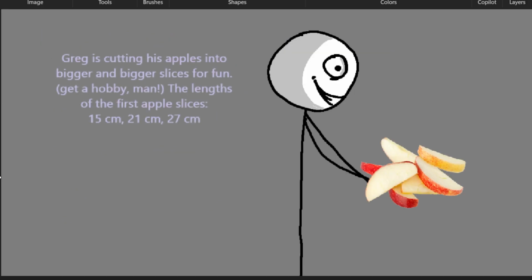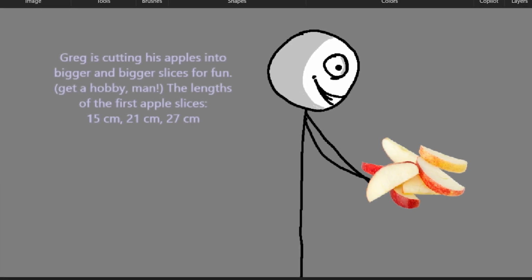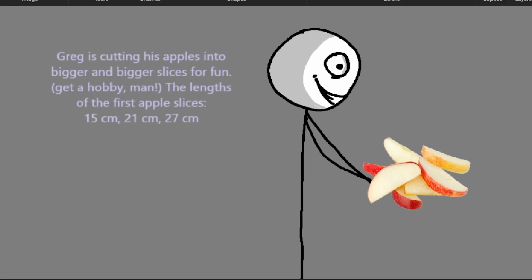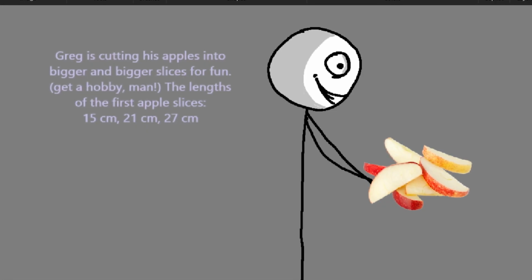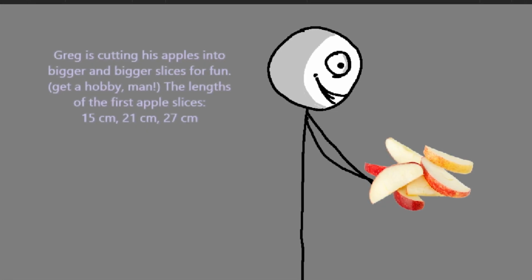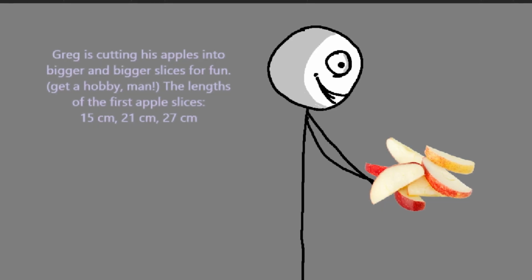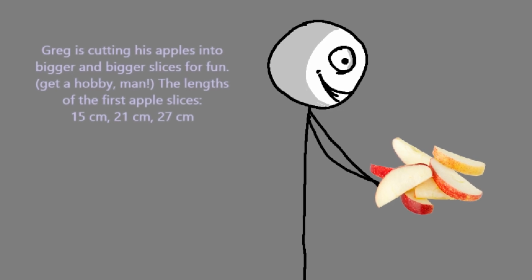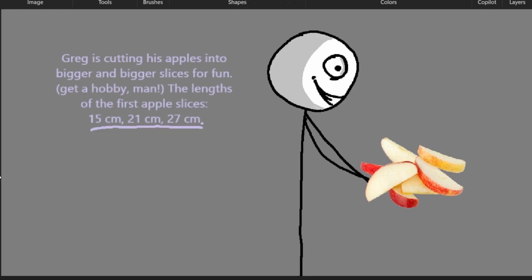Meet Greg. He's not insane. Look at his smile. And what he likes to do at any time of the day, whether it's 2 p.m. or 4 a.m., he likes to cut apple slices. And here are the lengths of the first 3.